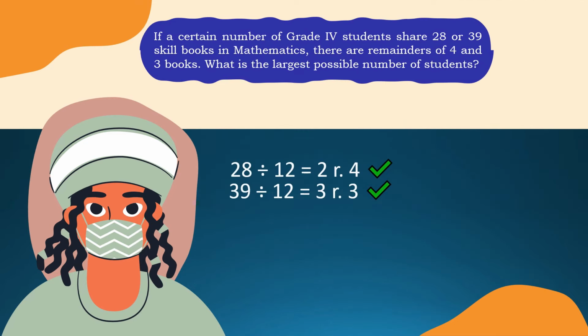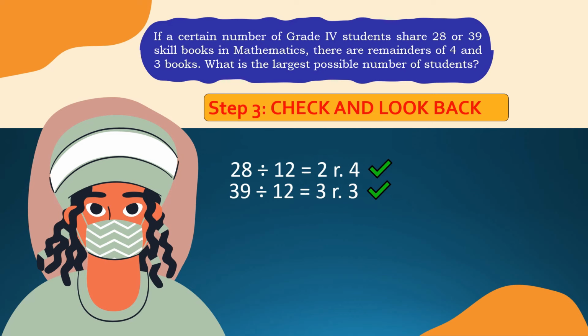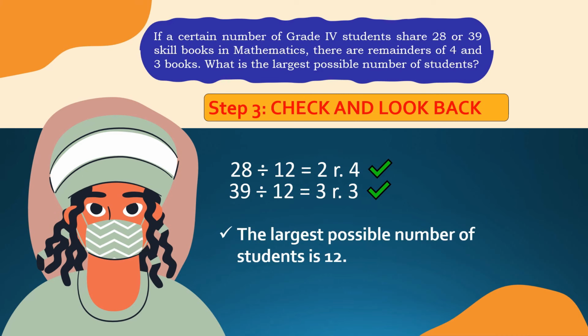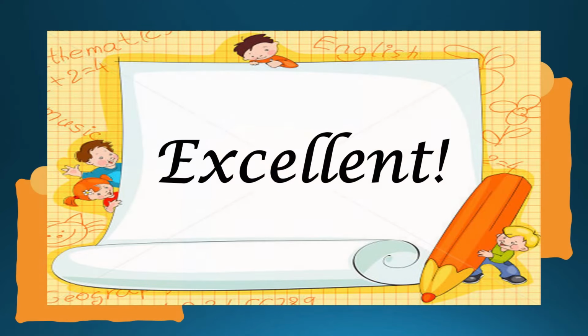Now to check and look back, 28 divided by 12 is equal to 2, remainder 4, and then 39 divided by 12 is equal to 3, remainder 3. So we need to write our answer in a complete sentence. So the largest possible number of students is 12. Did you get the correct answer?